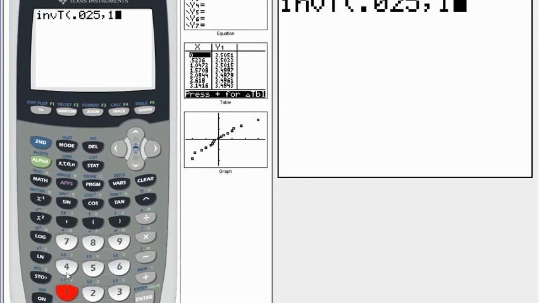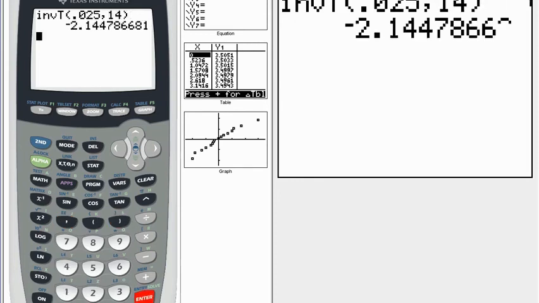Point 0.025, 14, negative 2.1448 basically.